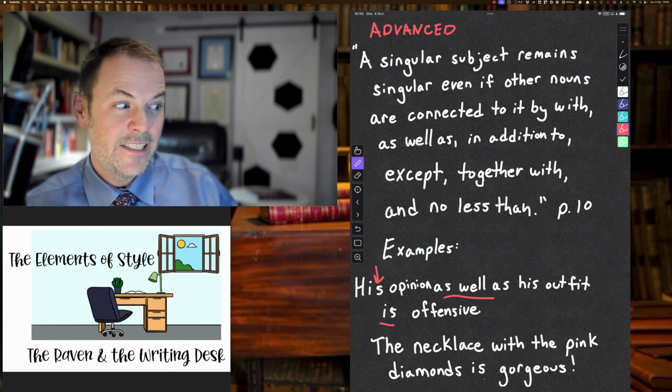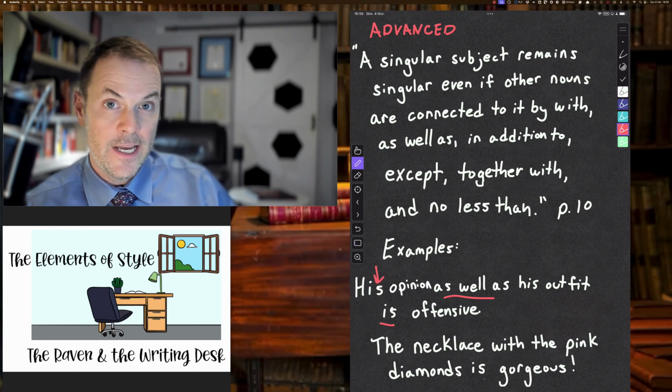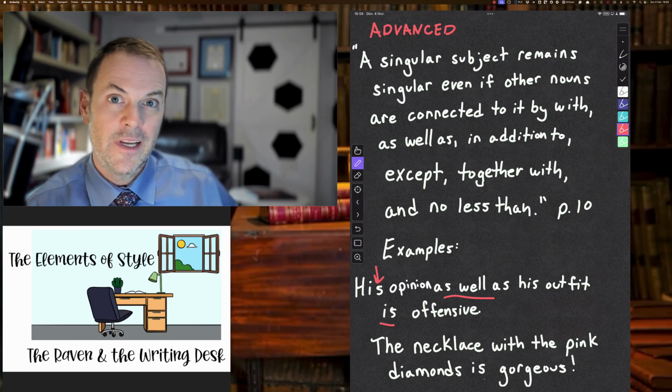Now, if that's difficult to follow, it's easier to hear in the second example. The necklace with pink diamonds is gorgeous. Well, the necklace is gorgeous. Okay, so if the necklace has more jewels, it's still one necklace, so it remains singular.